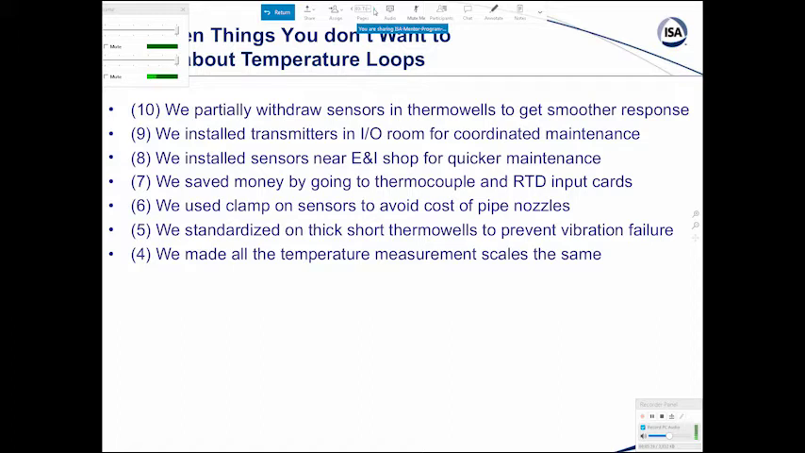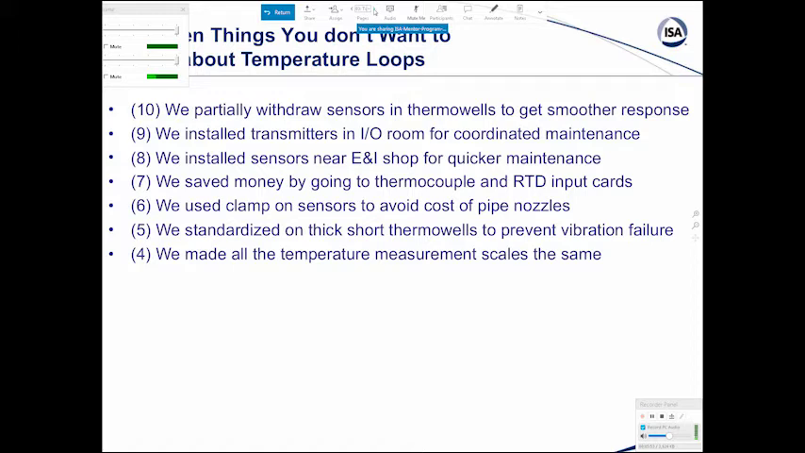He made all the temperature measurement scales the same. Well, yeah, that might help in terms of things being more replaceable for transmitters and maybe more recognizable in terms of what you want to do.